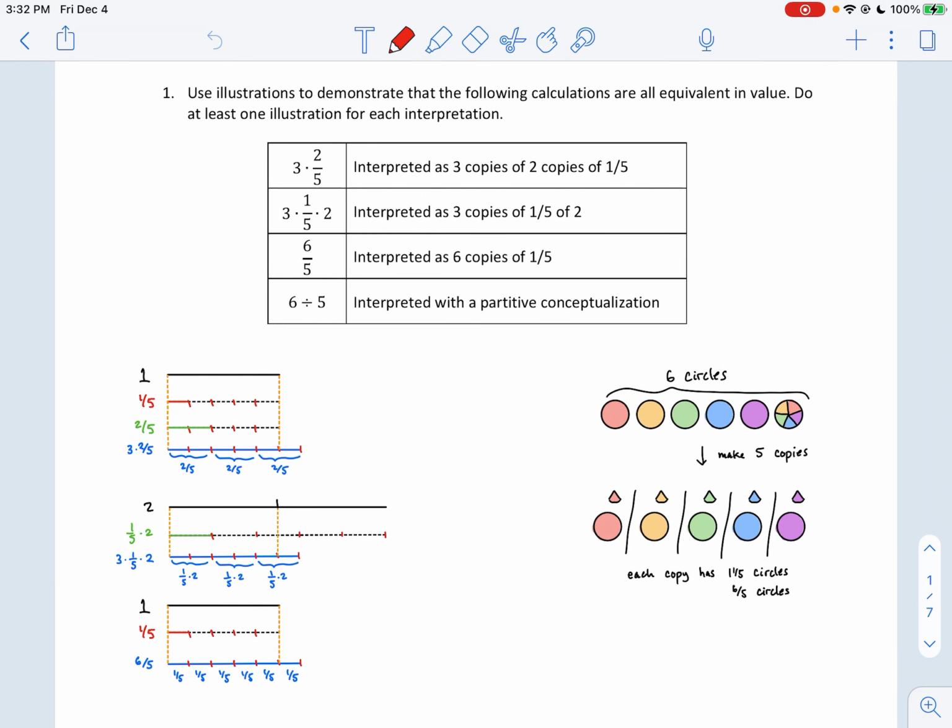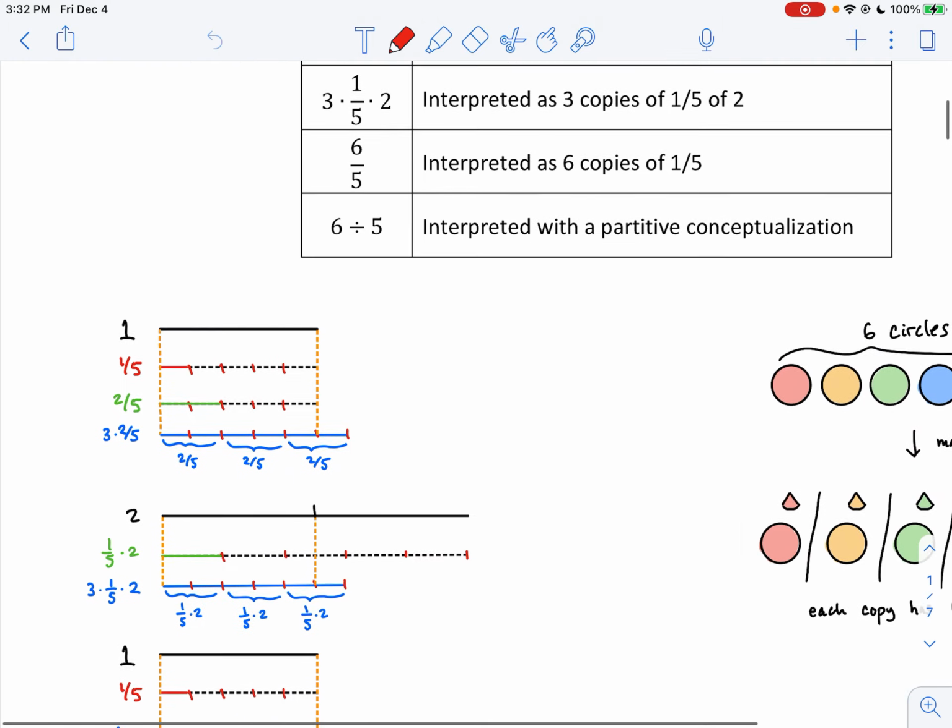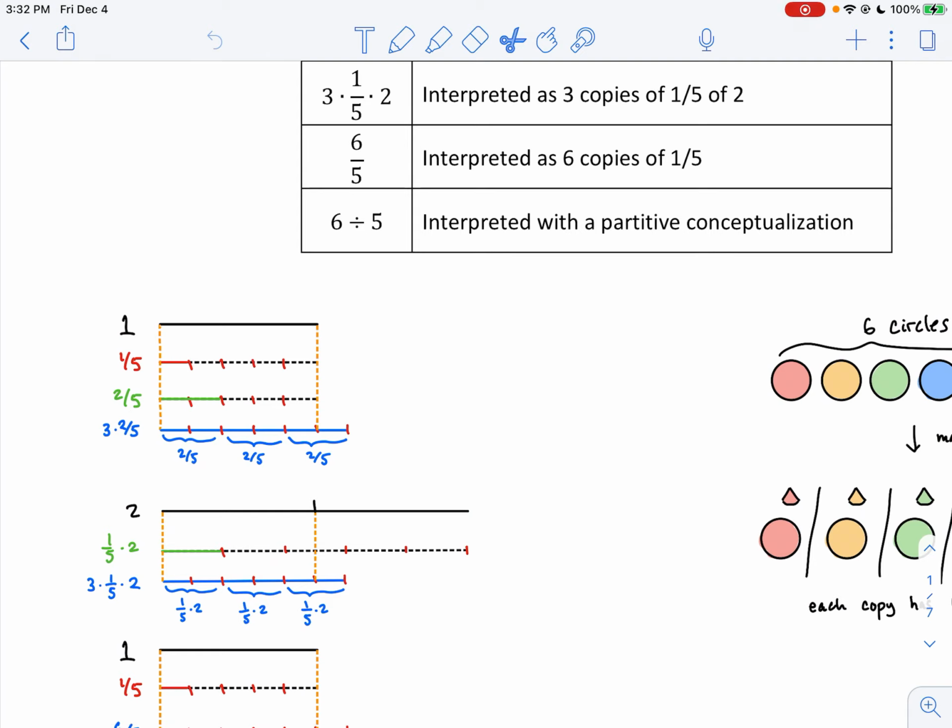Number 1, 3 times 2/5 interpreted as 2 copies of 1/5. And so in order to model 1/5, I begin by modeling 1, and then here's 1/5, here's 2/5, and then here's 3 copies of 2/5. And you wind up producing a length that we know is 6/5 right there.